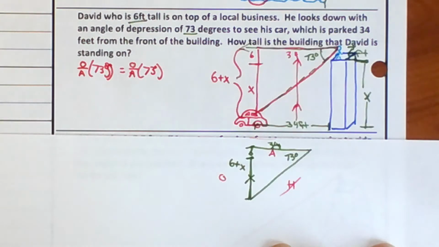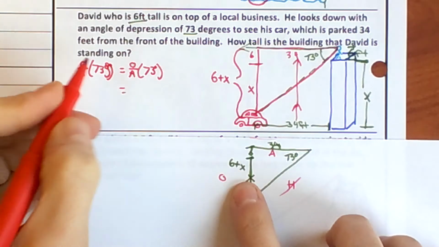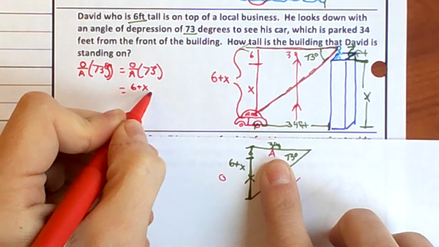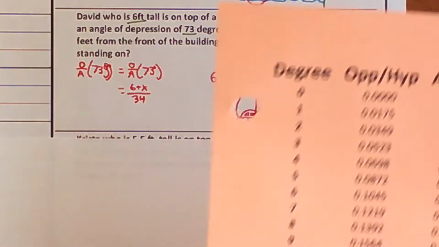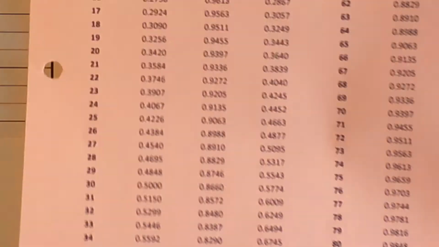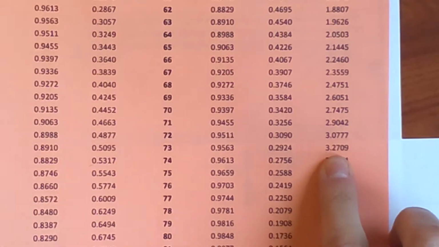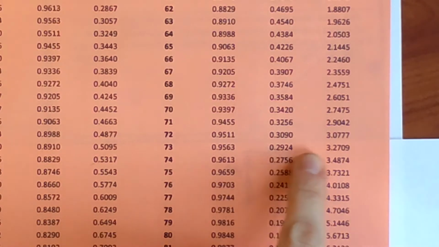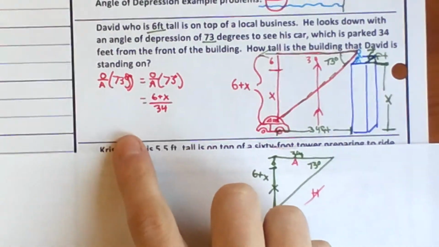There we go. Now, I'm going to go ahead and fill in the right side, which is this part right here. So my O is 6 plus X, and my A is going to be the 34 degrees. And then for the other part, I'm going to come over here to my trig table, and I'm going to go over to 73 degrees, and I'm going to look at my O over A value. So that's going to be this last column over here. So at 73 degrees, this is O over H, this is A over H, and this is O over A. So I'm going to record this number right over here.